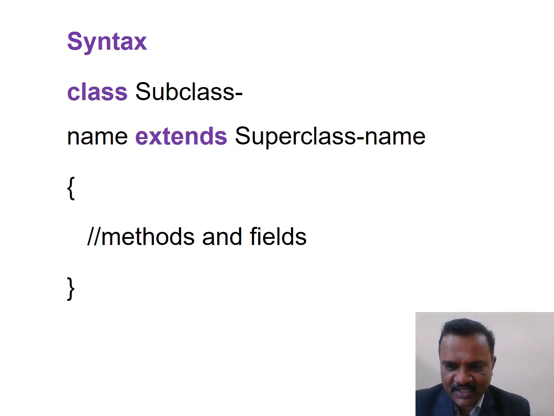So for that we need to connect the two classes, and we need one keyword called extends. The extends keyword is used to connect between the classes, and you can inherit data through the extends keyword. You can inherit data from parent class to child class.